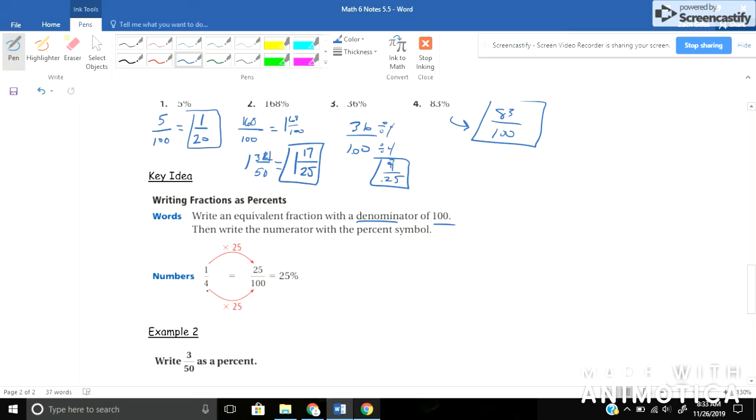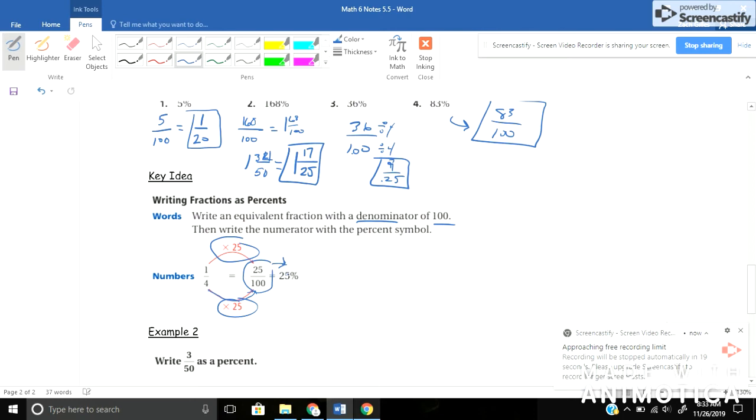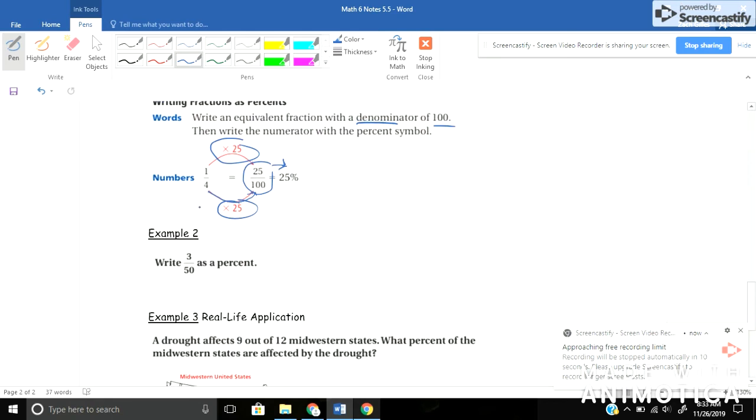So their example is 1/4. Said, well, you can go from 4 to 100 by multiplying by 25. If you do multiply by 25 in your denominator, you also have to do it in your numerator. So 1 times 25 would be 25, which would give you 25 over 100. 25 over 100 is the same as 25%. All right. I see that I'm running out of time here, so I will get back to you with example 2 in just a minute.